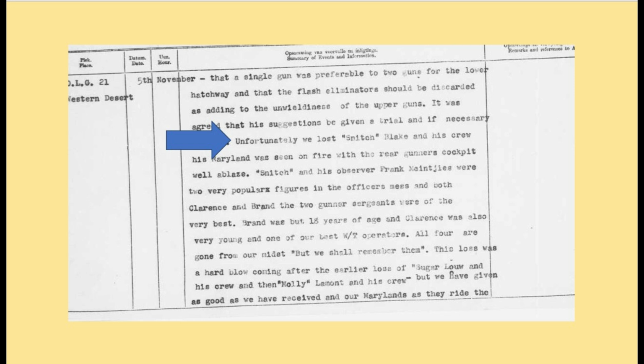This loss was a hard blow, coming after the earlier loss of Sugarlow and his crew, and Molly Lamont and his crew. But we have given as good as we have received, and our Marylands, as they ride the skies with the roar of their twin Wasps mingling with the whistling air, the volume of sound is the prelude to devastating blows being struck with monotonous regularity at the war machine of the enemy. The Springboks are doing their stuff.